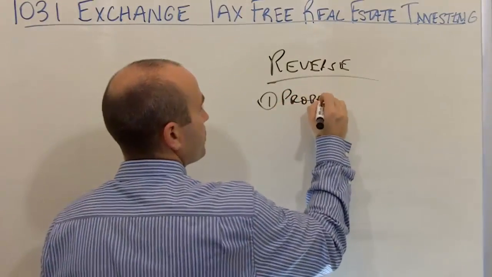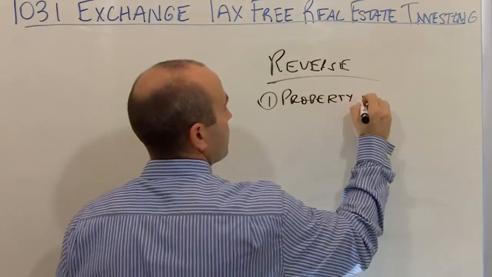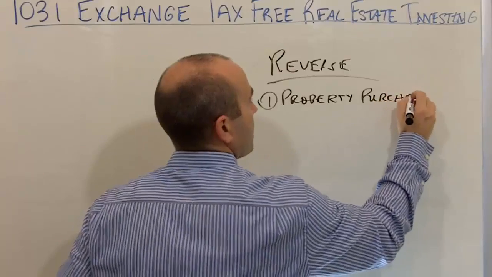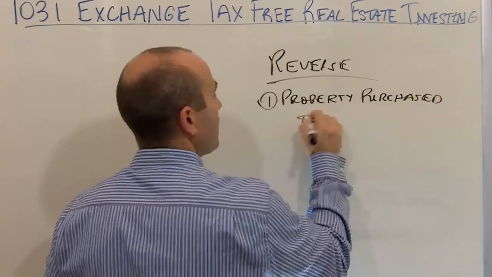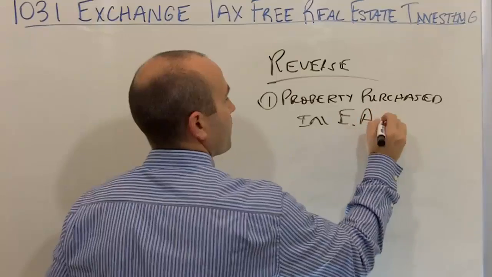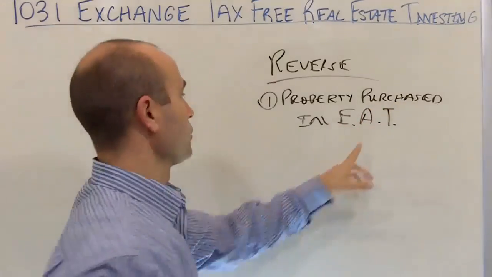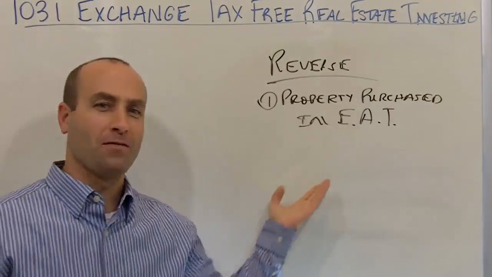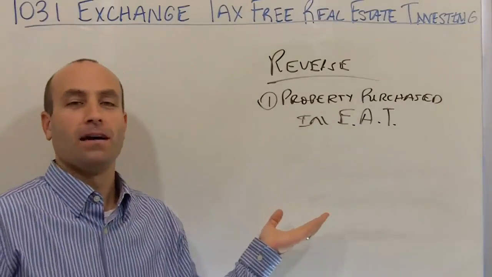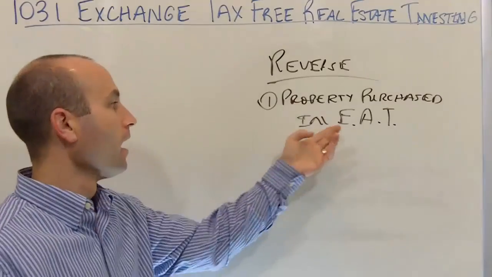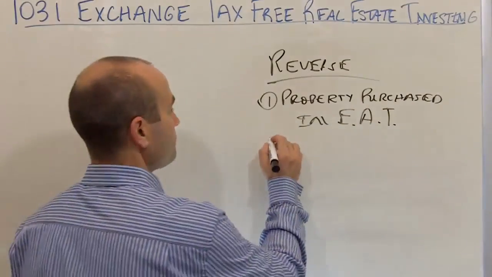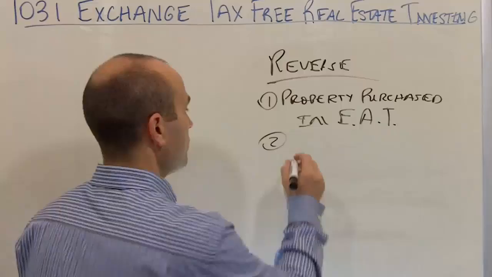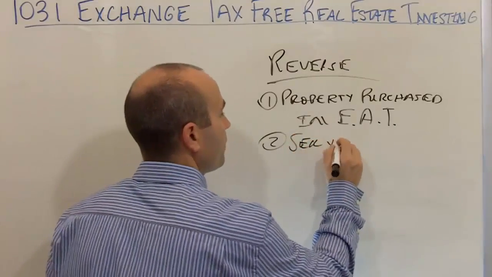Property purchased in an EAT, an exchange accommodation title holder. But the problem here is you're going to have the cash and the down payment and the loan and all that stuff to buy it in this, and then you can sell your property.